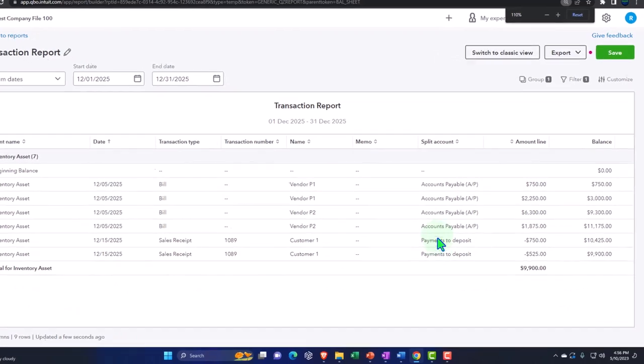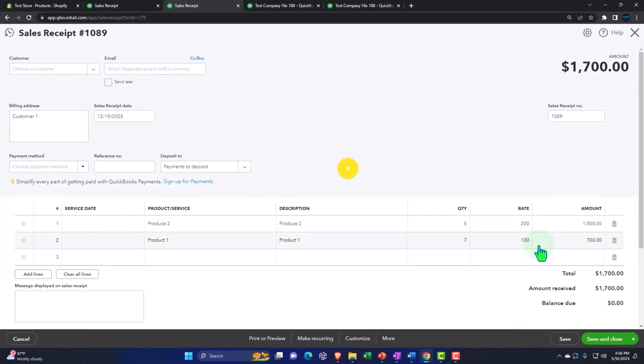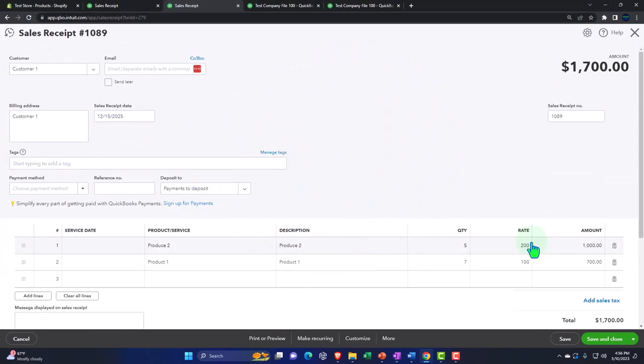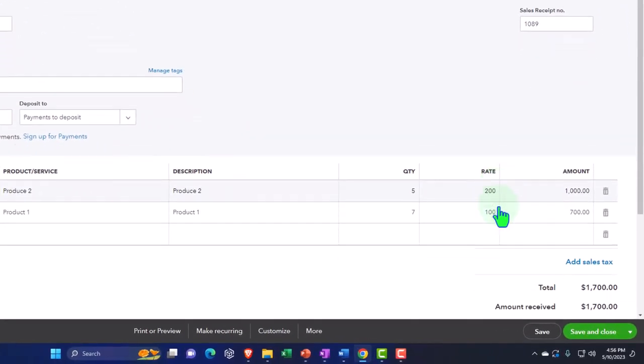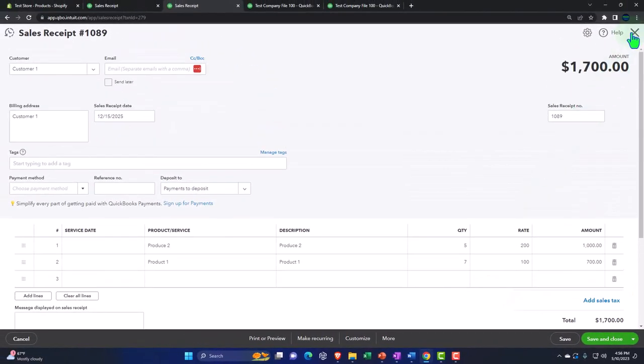And it went down by these two amounts, two line items, because they put it in there by line item, even though it's the same sales receipt. And if I go into it, there's no 750, for example, on this form, because that's the cost. It's going down by the cost, not the sales price. So we don't actually see that. You don't see the cost of the things when you check something out at the grocery store, for example.